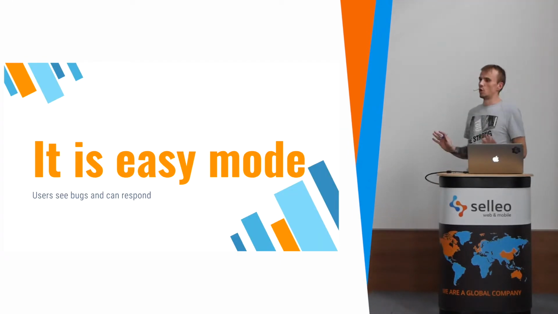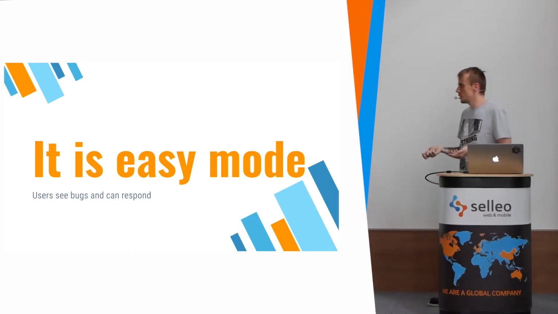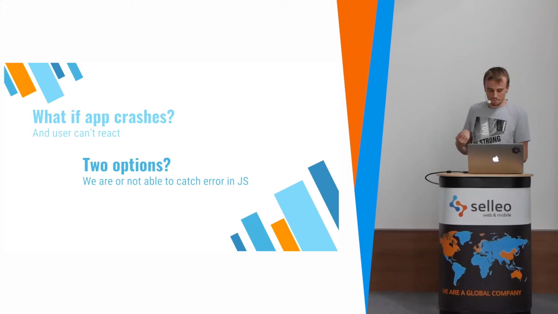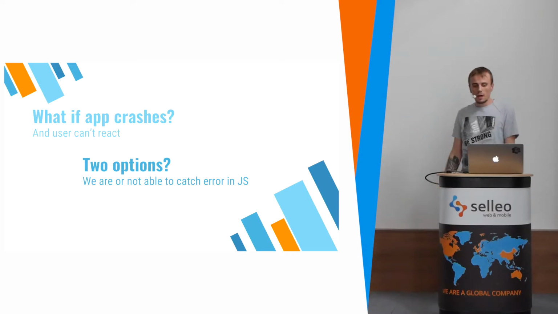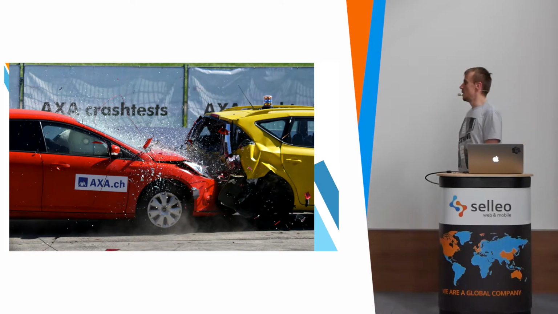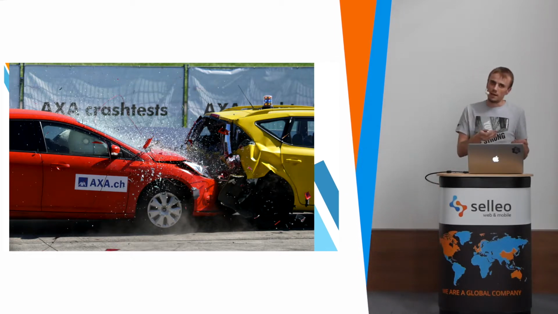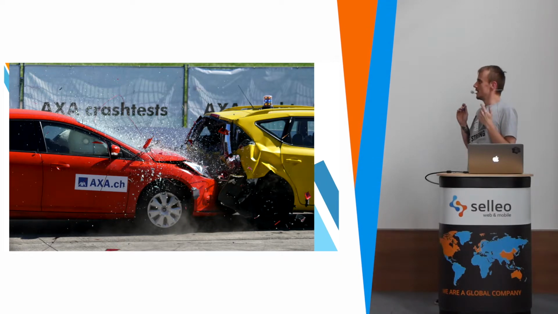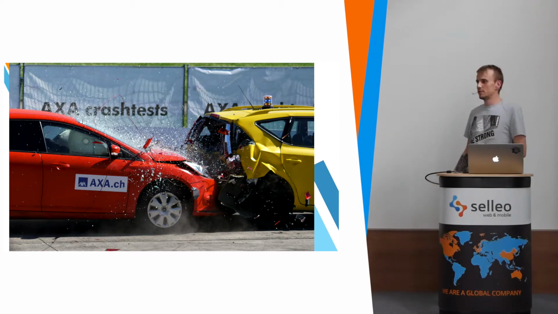But this is easy mode, yeah? Something was strange, the app does not look like it should, and the user can always respond to the errors. But what if the app crashes and the user can't react? There are also two options for these crashes. Same as with car crashes, there can be a case when you can fix it, or there can be a case when you cannot fix your car. It is broken and you can't do anything with it.